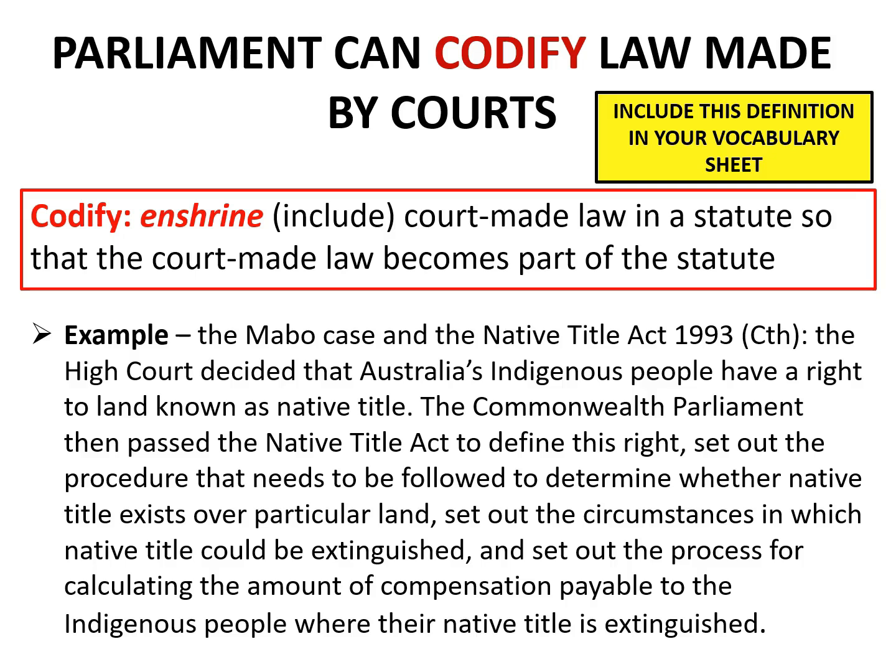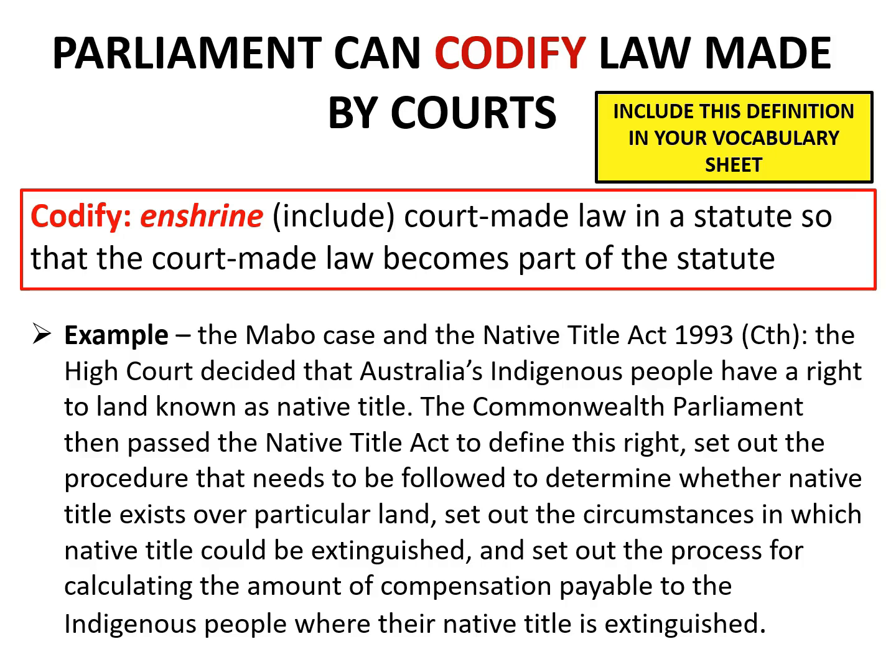This Act defined native title, set out the procedure that needed to be followed to determine whether native title existed over particular land, set out the circumstances in which native title could be extinguished, and set out the process for calculating the amount of compensation payable to Indigenous people where their native title was extinguished. You're now in a position to include in the table in your summary books a description and example of the third feature of the relationship between Parliament and the courts in lawmaking.